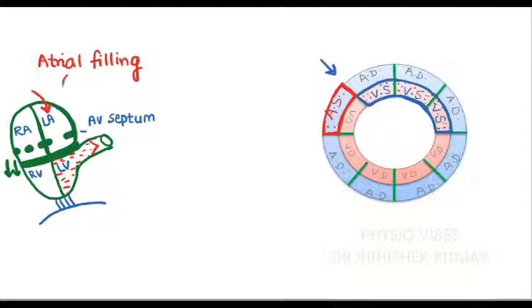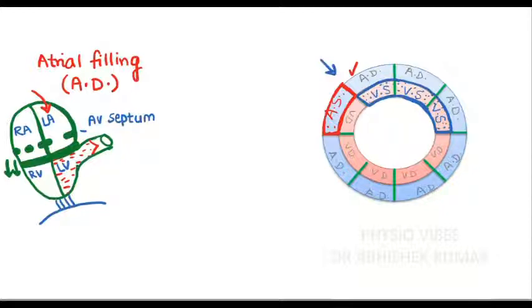Filling of atria is known as atrial diastole. We can see the beginning of atrial diastole here in the circular diagram.